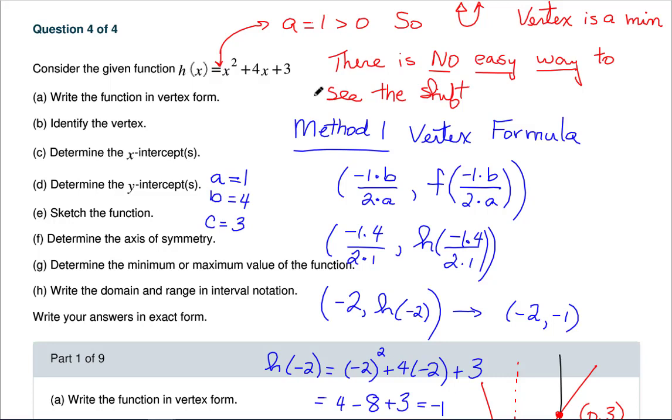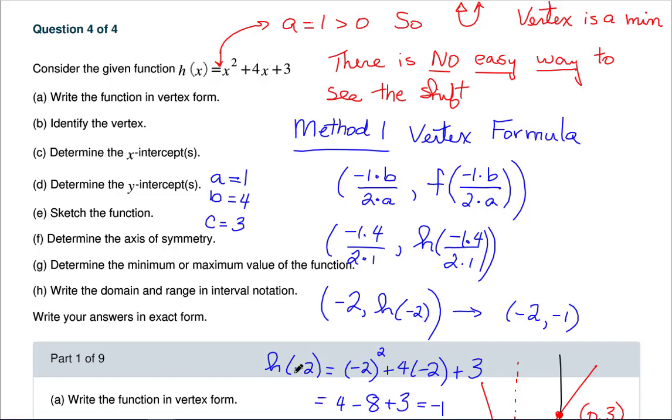We have two ways to figure out the vertex. One, there's something called the vertex formula. And it's minus 1 times b over 2 times a. And then it's your function at that same number. So in our case, a is 1, b is 4, c is 3. And so I get minus 1 times 4 over 2 times 1. Well, that's minus 4 over 2, which is minus 2. So we need minus 2 and h of minus 2.